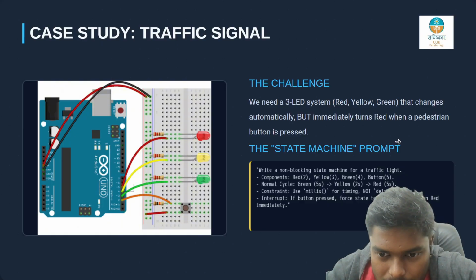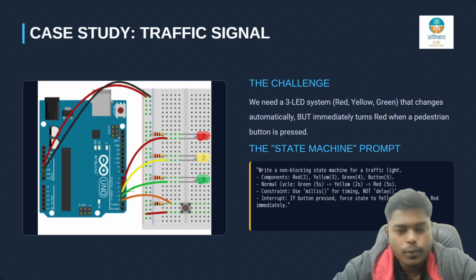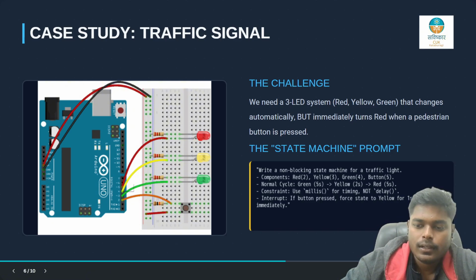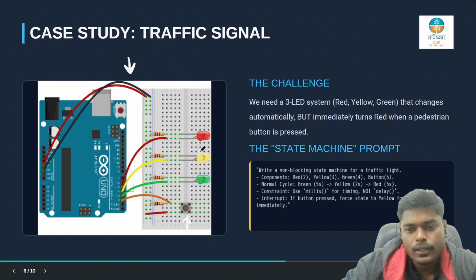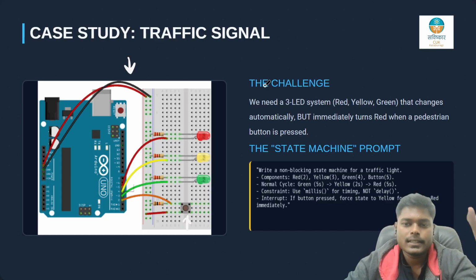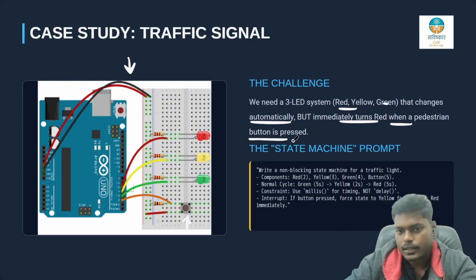Now, let's talk about one case study, right? You guys have done this activity, where you created your first traffic signal controller, where using just a push button, you can control the traffic signal, right? So the challenge is we need a three LED system, red, yellow, green, that changes automatically, but immediately turns red when a pedestrian button is pressed.